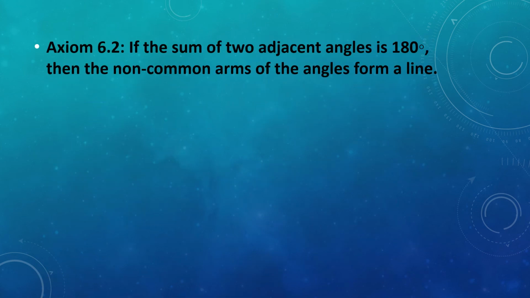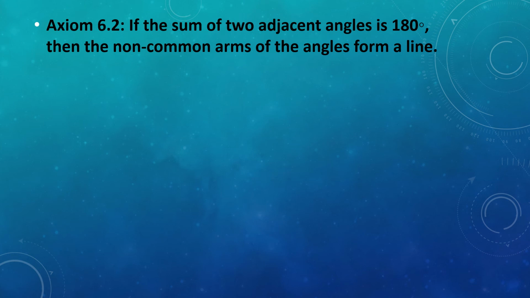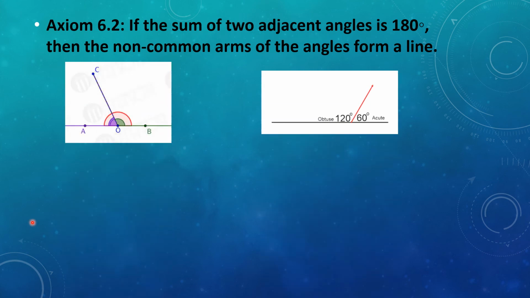Now let's study axiom 6.2. If the sum of two adjacent angles is 180 degrees, then the non-common arms of the angles form a line. Here you can see that COA and COB are adjacent angles and their sum is 180 degrees. So their non-common arms OA and OB form a line. Here you can clearly see that AB is a straight line.